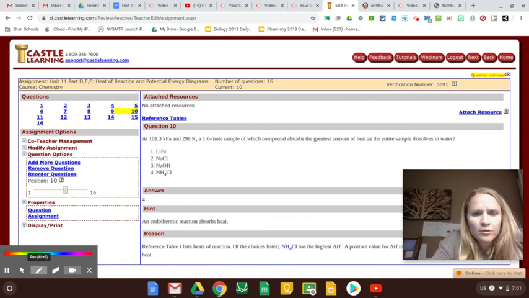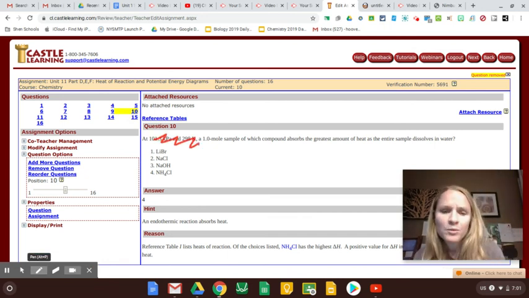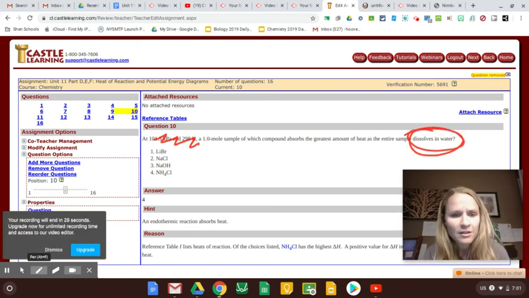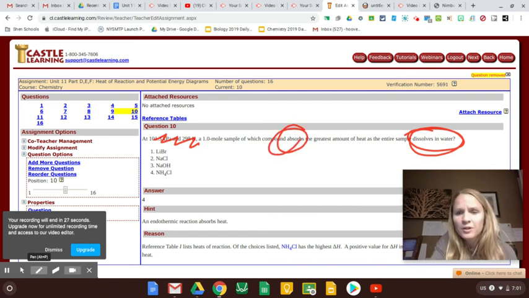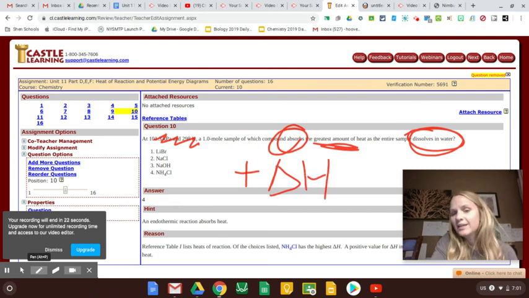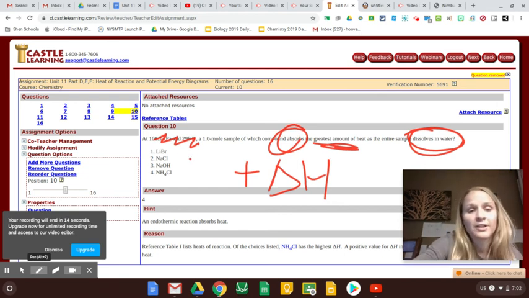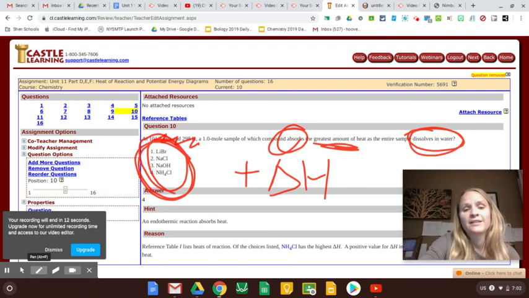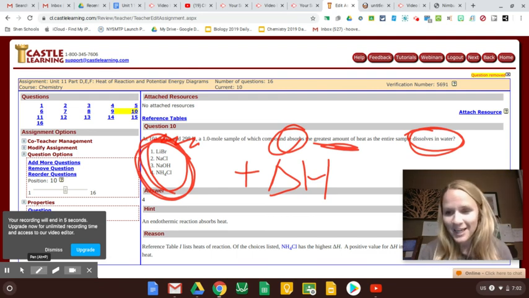At just regular old pressure and temperature, 1 mole sample of which compound absorbs the greatest amount of heat as the entire sample dissolves in water? So I'm looking for something that dissolves in water, and looking for absorbs the greatest amount. So if it absorbs energy, it's not releasing it, it's gaining it. So I'm looking for a positive number. I'm looking for the biggest positive number for these. So between these, I would just be looking on table I, which of those has the biggest positive number for its delta H on table I. All right, and I will make one more video for those last 6 problems.